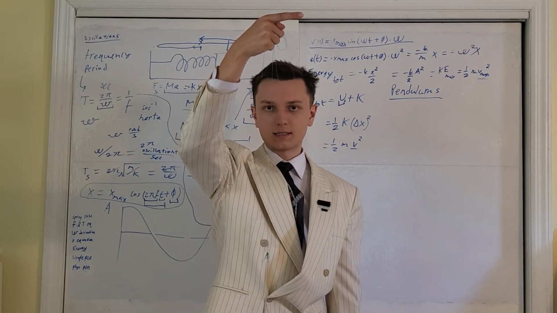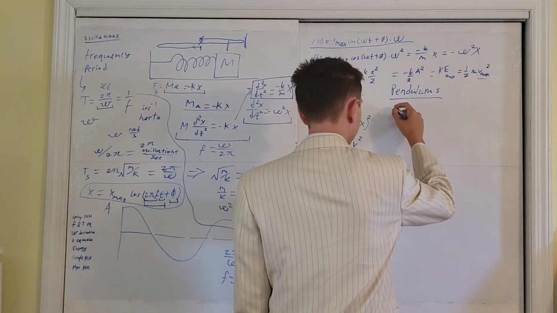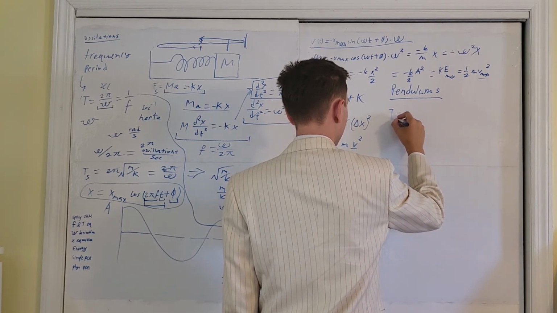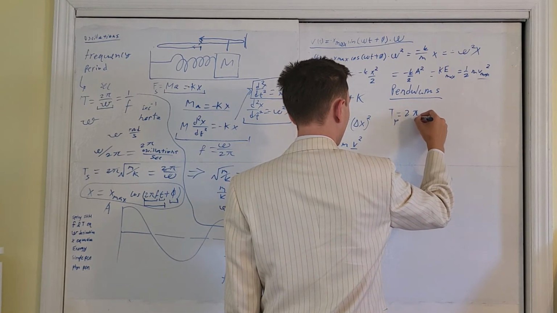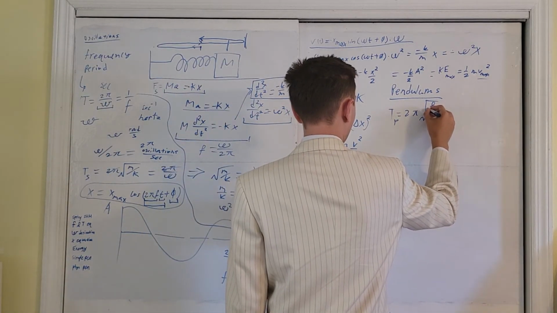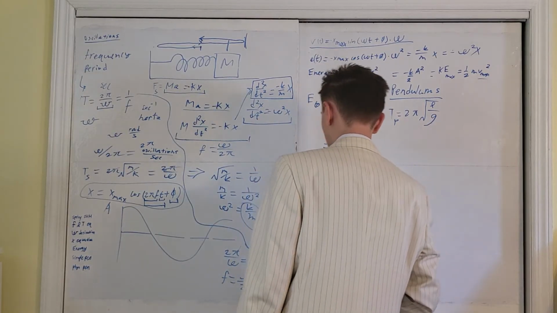And it oscillates as such. The period for a pendulum hanging in such a way, T sub p equals 2 pi times the radical of the length of the string L over the gravitational constant g.